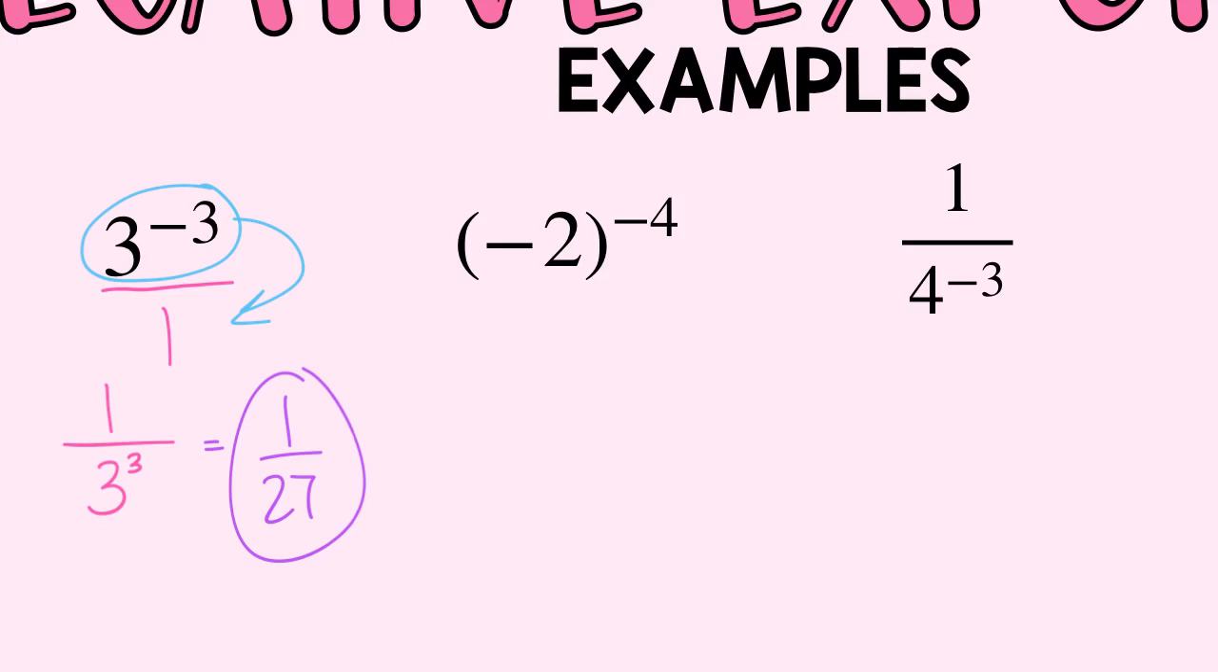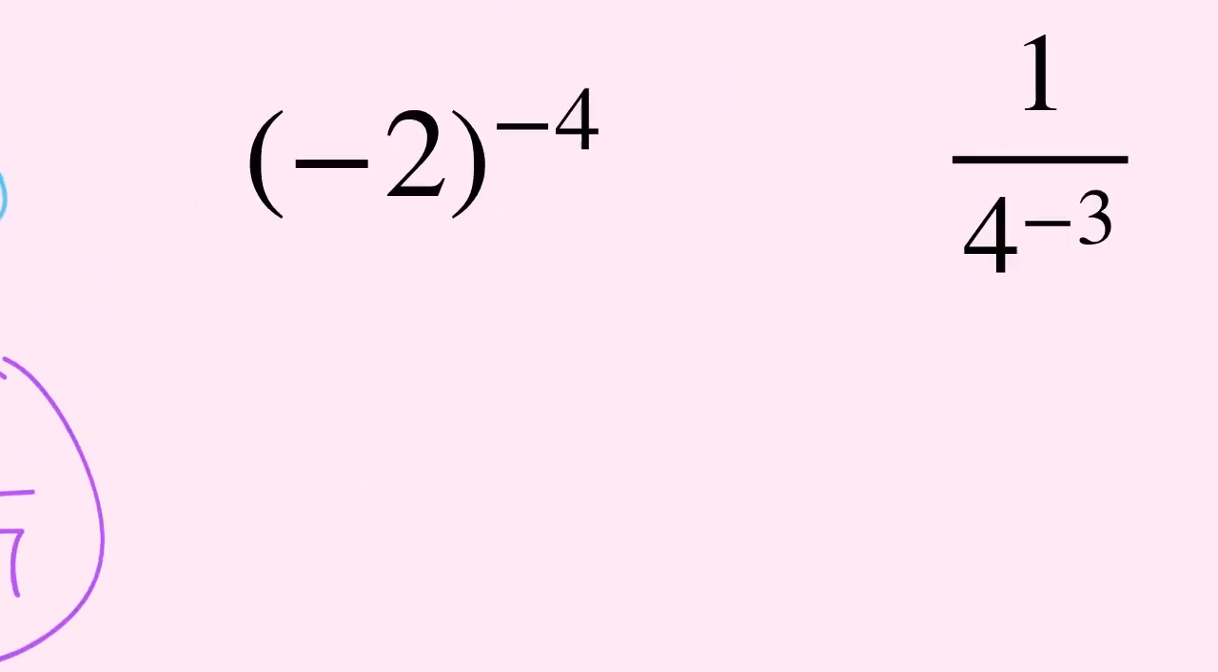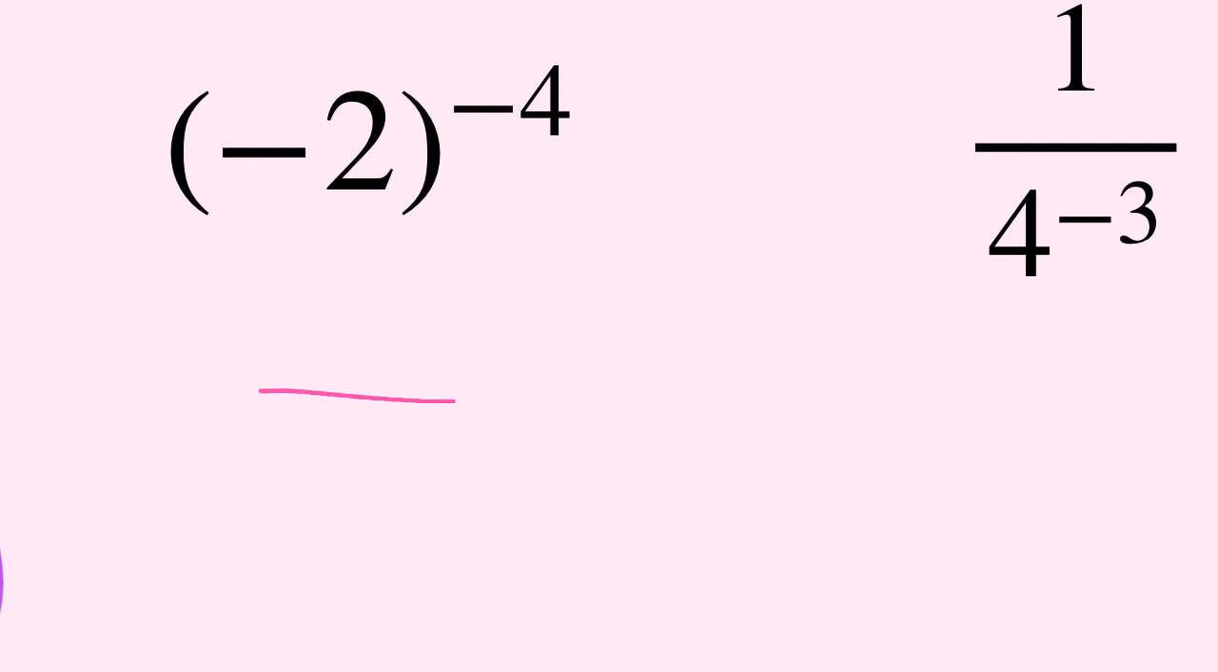All right, same thing for the next one. So we have negative 2 to the negative 4th power. So that entire base needs to get moved to the bottom. So negative 2 to the positive 4th power, I would have my 1 left over on the top. And then if you evaluate that, that would actually be 1 over 16.